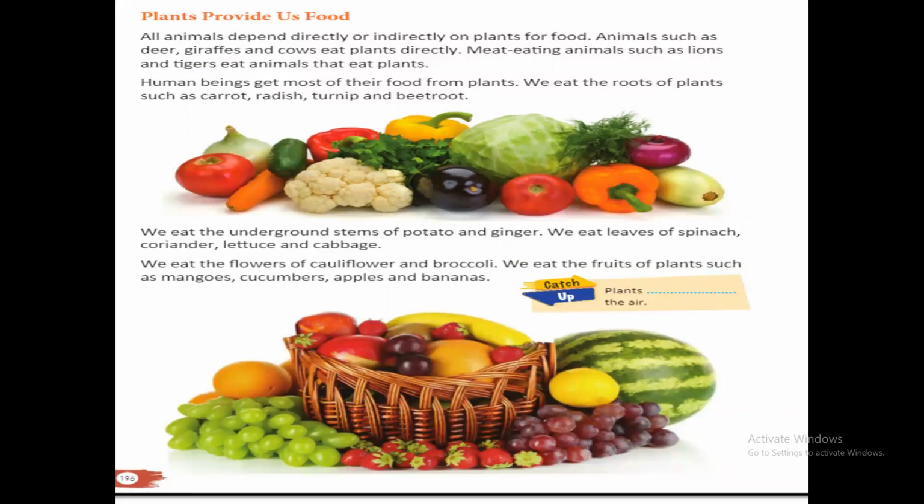So children, we also see in the video that we eat every part of the plant. For example, from the root we get carrot, radish, turnip, beetroot. From the stem, we get potato, ginger, and sugarcane. From the leaves, we get spinach, coriander, lettuce, and cabbage. And from the flower, we have cauliflower and broccoli. In fruits, we have mangoes, cucumber, apples, banana. So these all are the food which is provided by the plant.